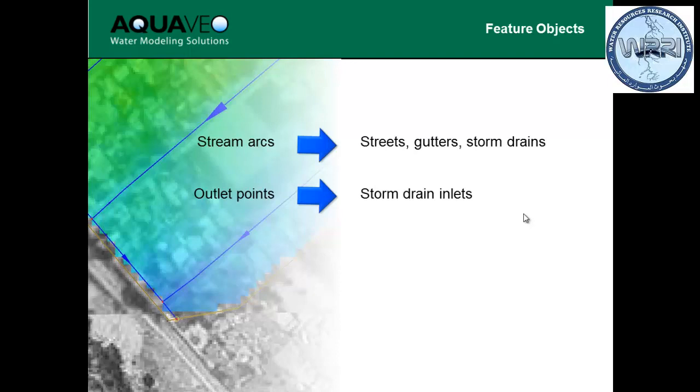Wherever you have an outlet in your watershed model, in the storm drain model, so in SWMM, the outlet is actually a storm drain inlet. So instead of having outlets in SWMM, you have inlets. And instead of having stream arcs that represent your streams, the streams will represent streets, gutters, and storm drains in a SWMM model.